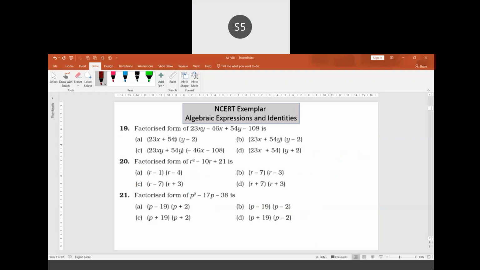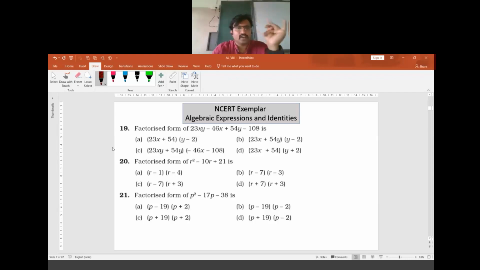Question 19. Factorized form of this expression. We need to factorize it and then identify the factors. Which method do we have to use? Regrouping, grouping like terms and common factors. 23x is common in the first two terms. Very good, we are just grouping them. In this, 23x is common.